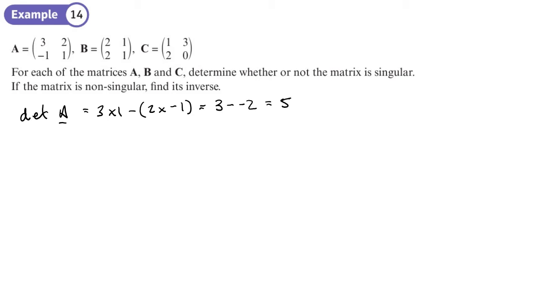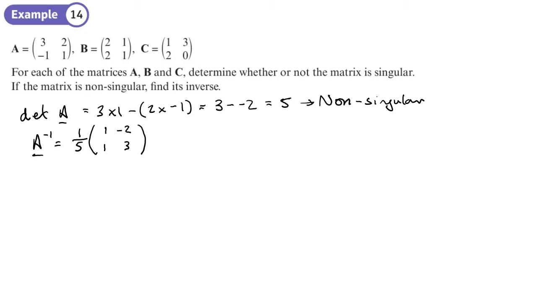So this is non-singular, and we're going to find its inverse. Its inverse is going to be 1 over the determinant, 1 over 5, times elements A and D swapped over, so 1 and 3, and the signs reversed in front of B and C, so the negative 1 becomes 1. We can leave it like that. So this is the inverse of A.